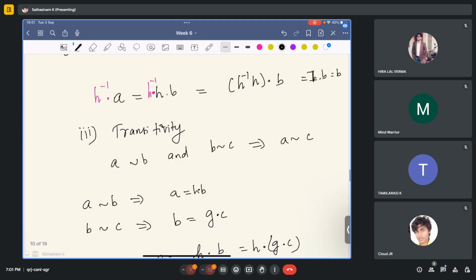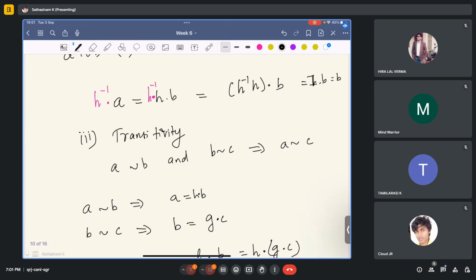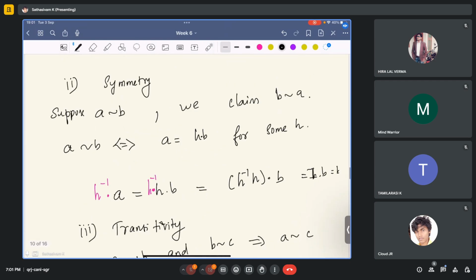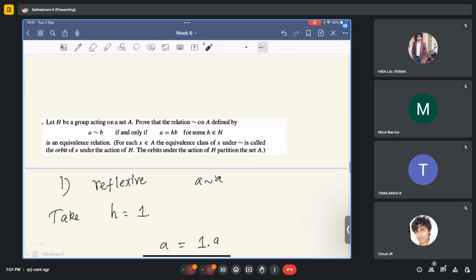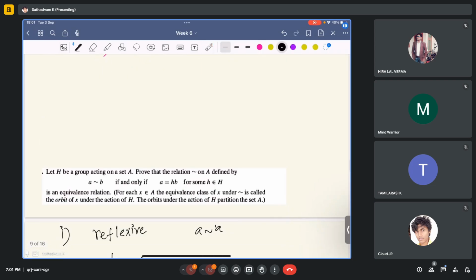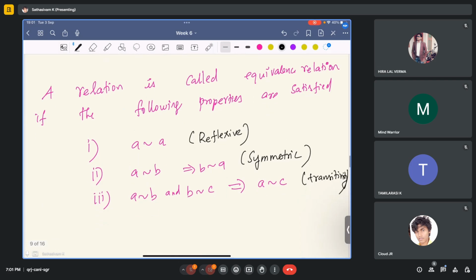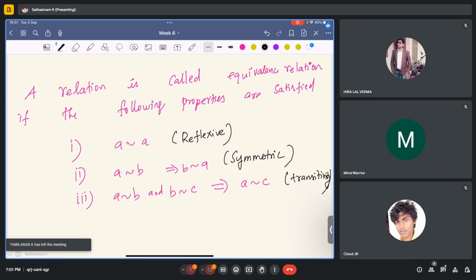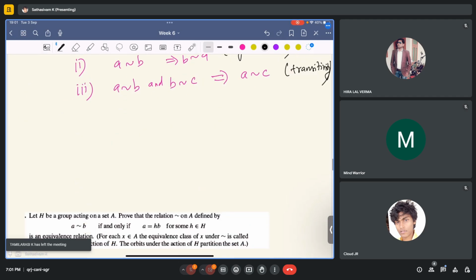Okay. So we have proved that this relation, whatever we have, is an equivalence relation. Once you have an equivalence relation, what happens is you have a partition, right? So let's say each X belongs to A. The equivalence classes of, okay, this I will explain a little bit. Once you have this equivalence relation, what it does is it kind of partitions the set.